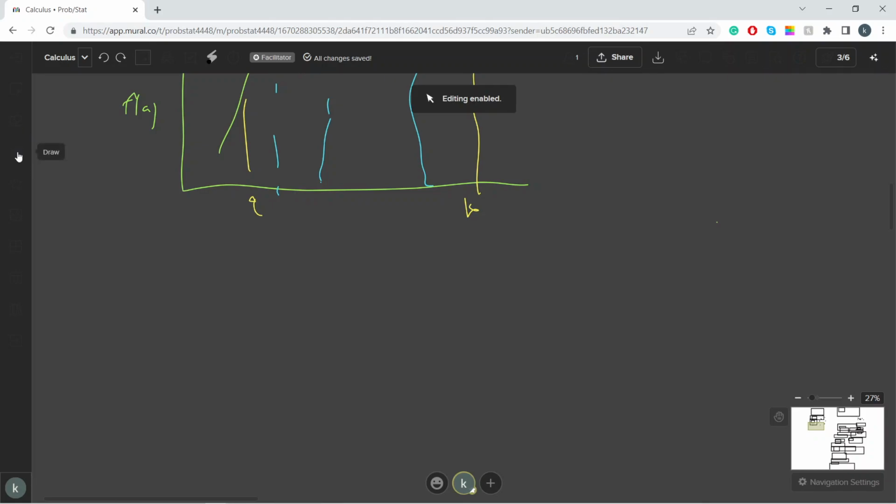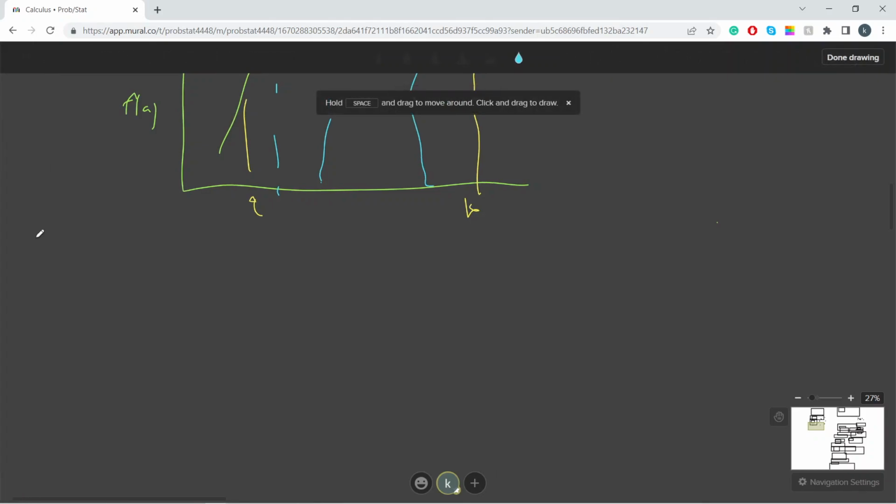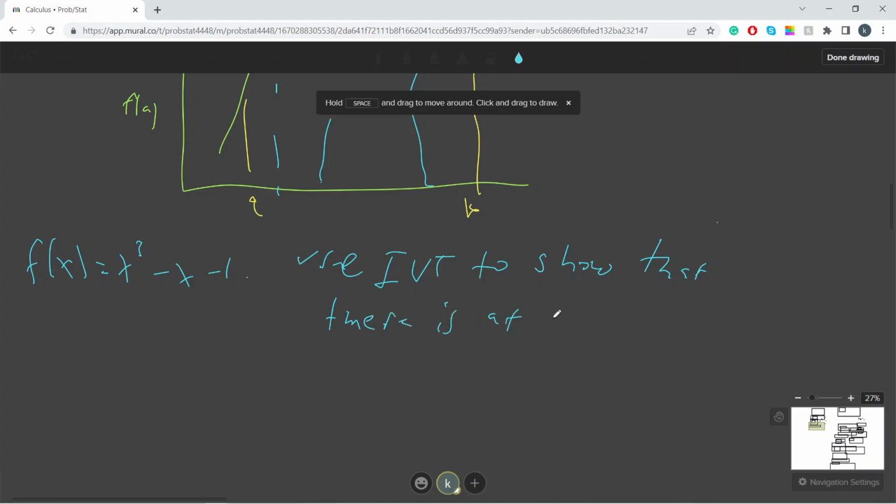So the first example should be relatively straightforward. So we have f of x equals x cubed minus x minus 1. Use IVT to show that there is at least one root in the interval 1, comma 2.